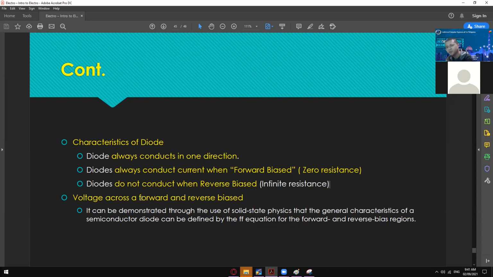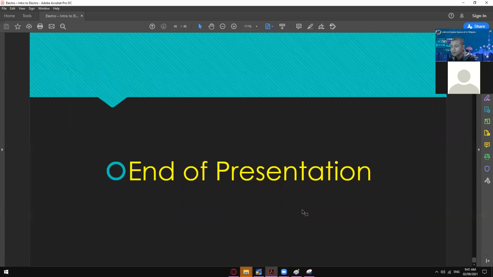Okay, so voltage across a forward and reverse bias. It can be demonstrated through the use of solid state physics that the general characteristics of a semiconductor diode can be defined by the following equation for the forward and reverse bias regions. This is the one that we are going to discuss next meeting: the computation and how to compute the voltage for the forward bias and reverse bias on a certain path. So that's it for the introduction of electronics.